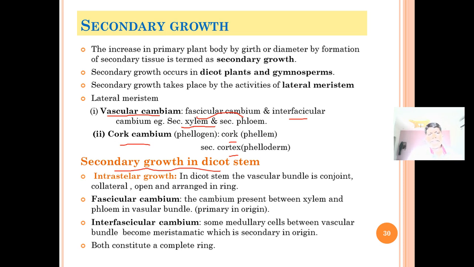So how the growth takes place in the vascular bundle, then next we will discuss how the growth takes place in the cortex. In the dicot stem, the vascular bundle is, as we all know, conjoint, collateral and open type, arranged in the form of a ring. I have already told you that there are two cambiums, the fascicular cambium and the interfascicular cambium. The cambium present between xylem and phloem is primary in origin, and the cambium that arises from the medullary rays is secondary in origin. These two constitute and form a ring-like structure.